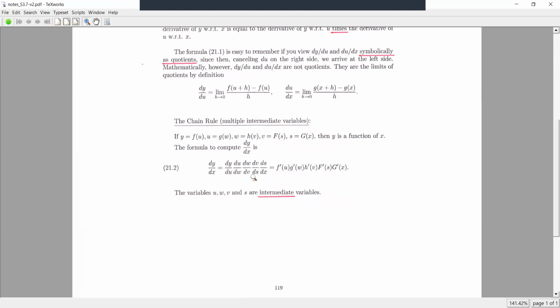This is the chain rule with multiple intermediate variables. This formula is easy to remember. If we cancel du, cancel dw, cancel dv, cancel ds, then we get back to the left side here. This chain rule says that the derivative of this function is equal to the product of the derivatives of all these functions.